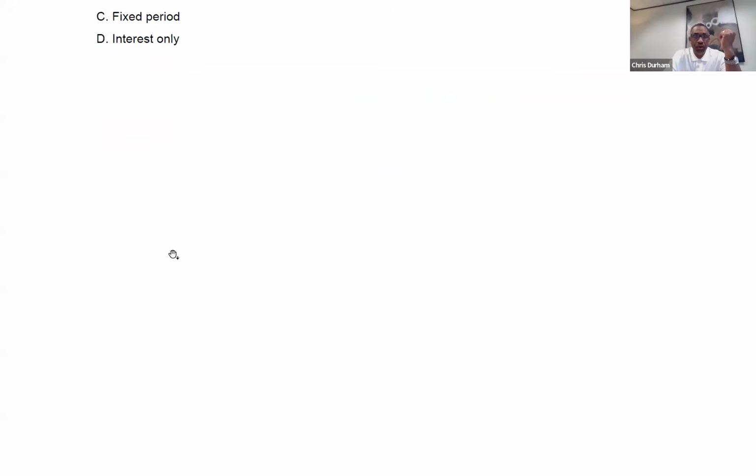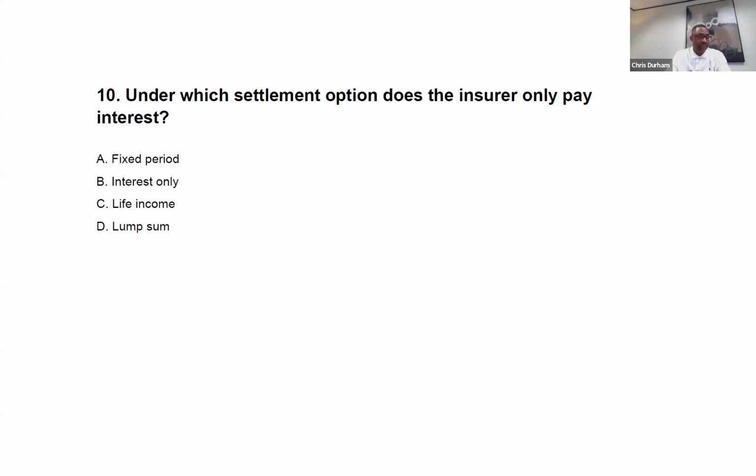All right, Weena, one more. Under which settlement option does the insurer only pay interest? I would say B, interest only. All right, interest only. I mean, that's almost too easy when you see the word in the question. What do you think? Yeah, honestly, these questions are a lot easier than they were on the test that I took. They're a lot easier.